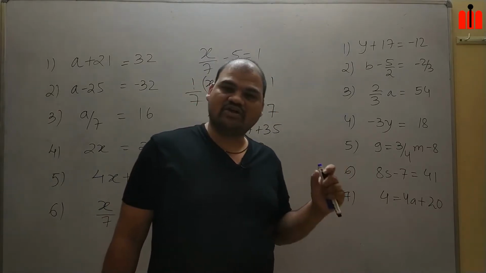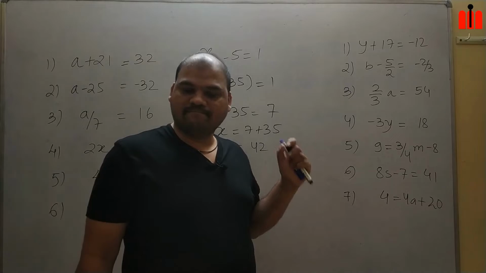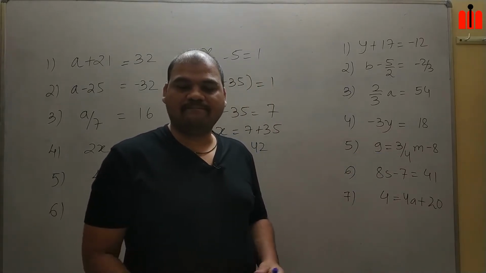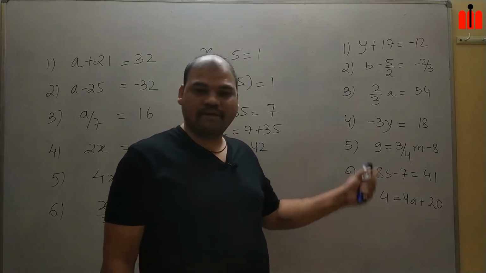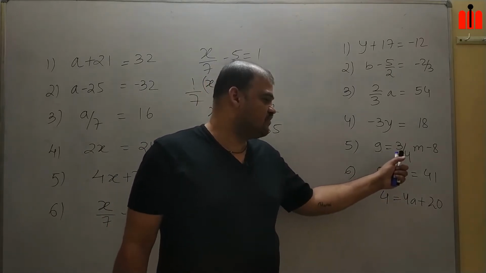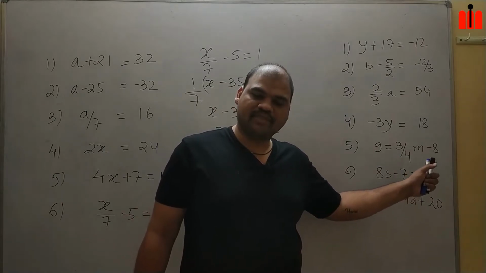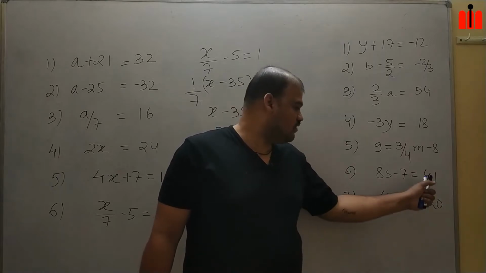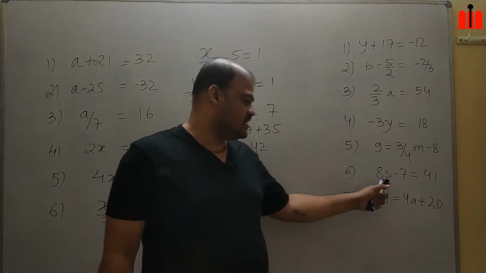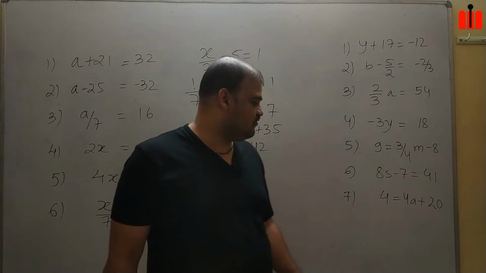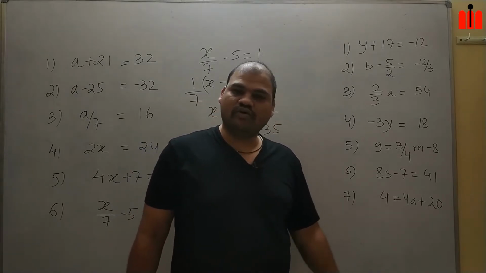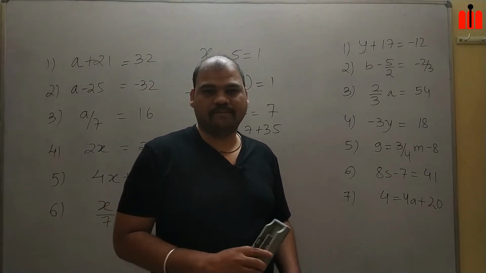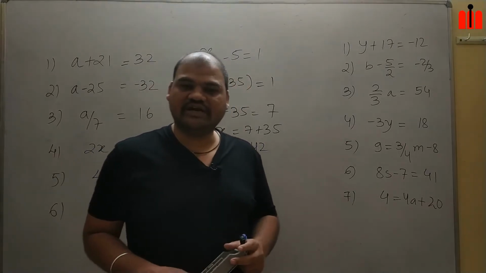Fourth: minus 3y equal to 18. Fifth: 9 equal to 3 by 4m minus 8. Sixth: 8s minus 7 equal to 41. Seventh: 4 equal to 4a plus 20. So these are the 7 questions which I have dictated.